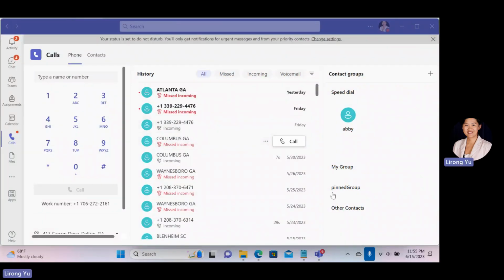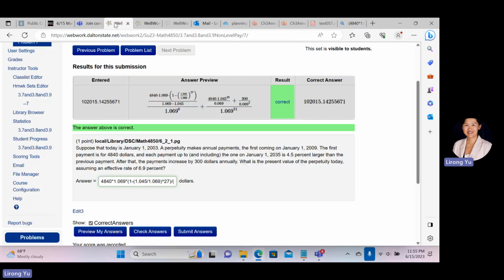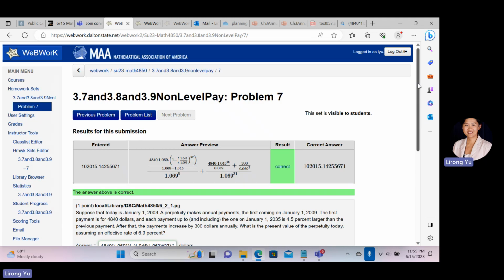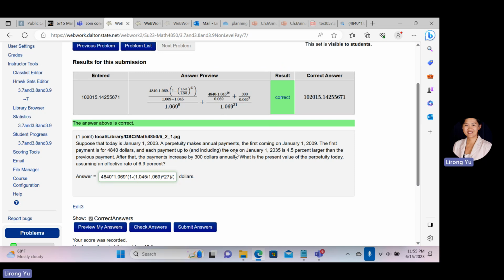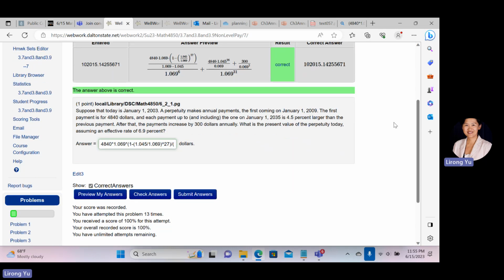Well, let me try to explain question 7, sections 3.8 and 3.9 about non-level payment. I tried one version of this question myself, so when I try it on your version, it will make more sense. With more examples, we'll see if we understand the underlying reasoning.